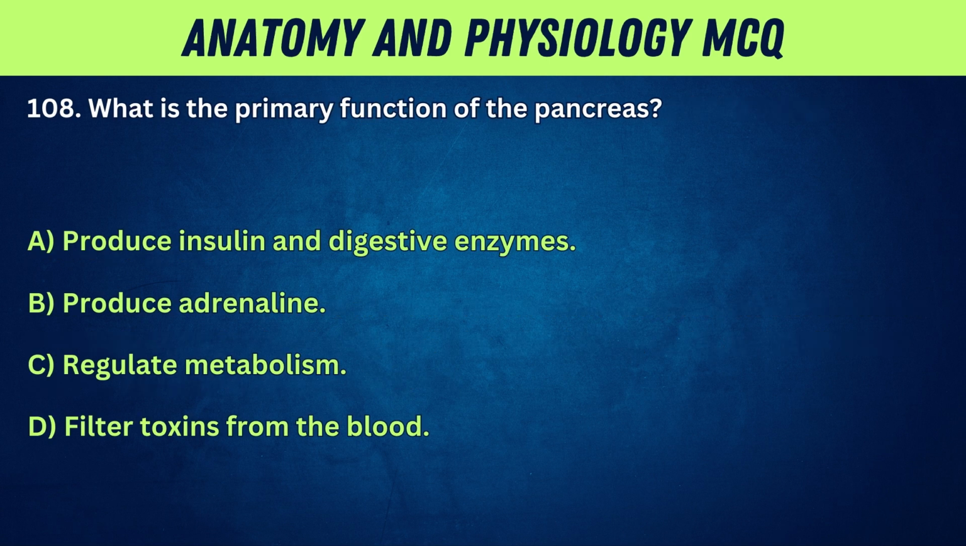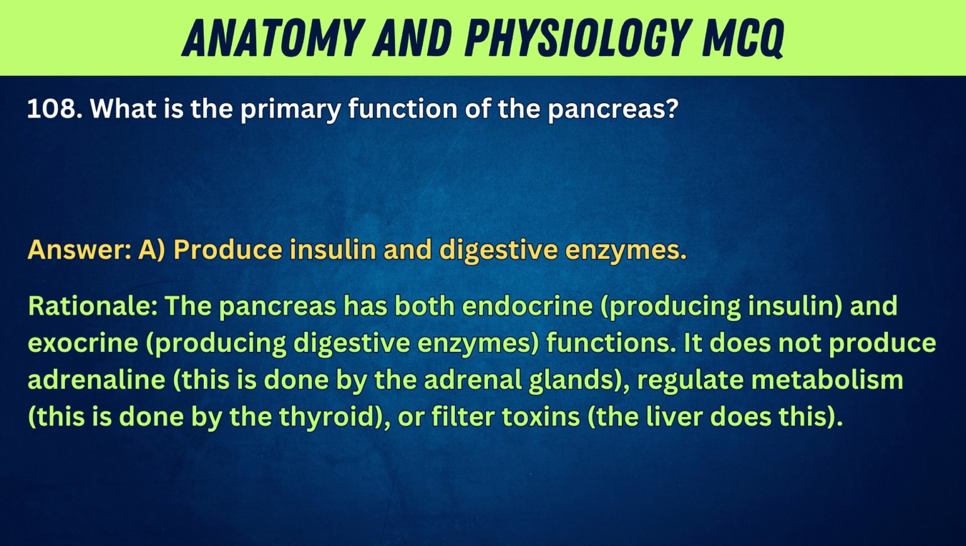108. What is the primary function of the pancreas? A. Produce insulin and digestive enzymes. B. Produce adrenaline. C. Regulate metabolism. D. Filter toxins from the blood. Answer: A. Produce insulin and digestive enzymes.